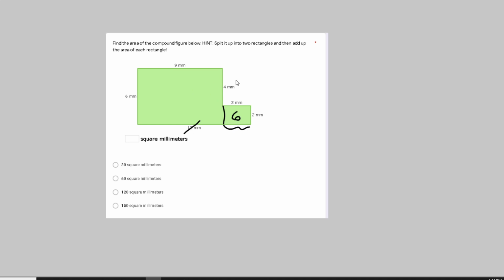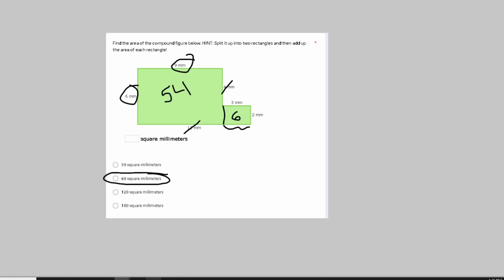Now this 4 millimeters over here, that's counting from here to here, but it doesn't count from this part here. So this isn't our height. We want to get rid of that. So that leaves us with 9 times 6. We're finding the area of a rectangle, so 9 times 6 would be 54. 54 square millimeters plus 6 square millimeters gives you 60 square millimeters.